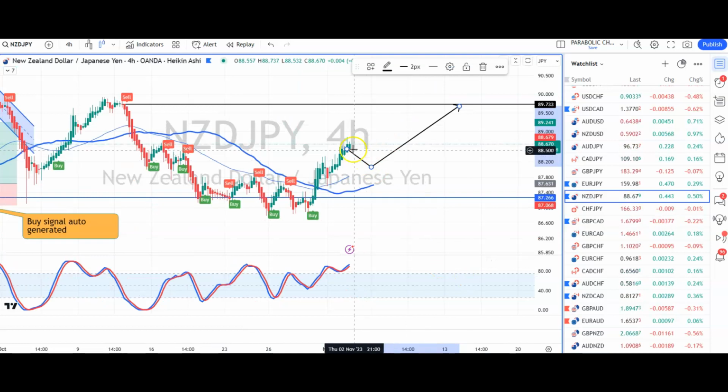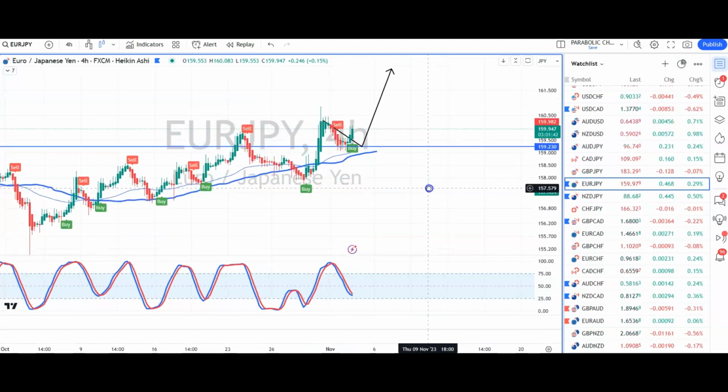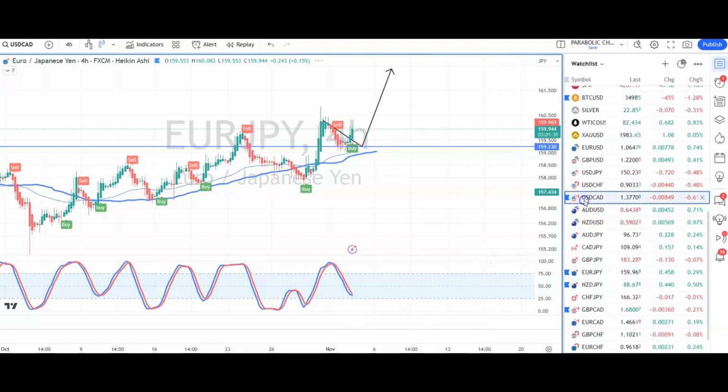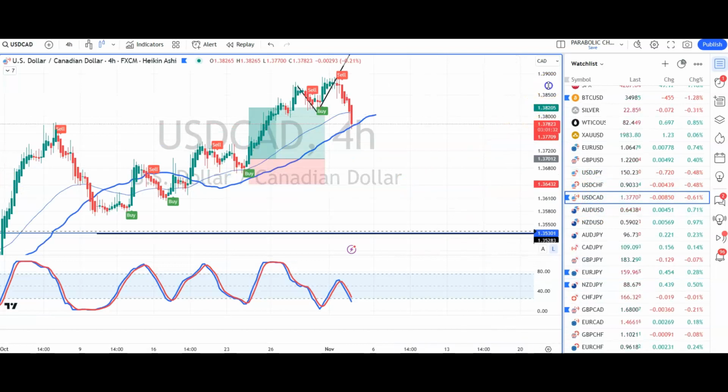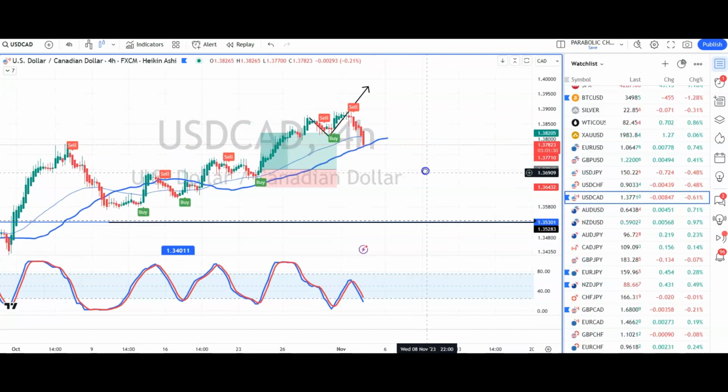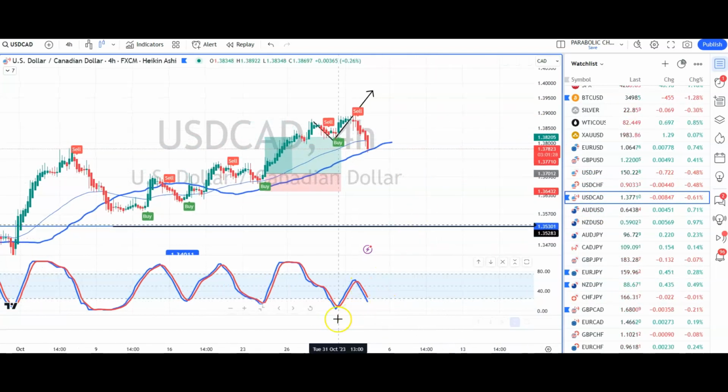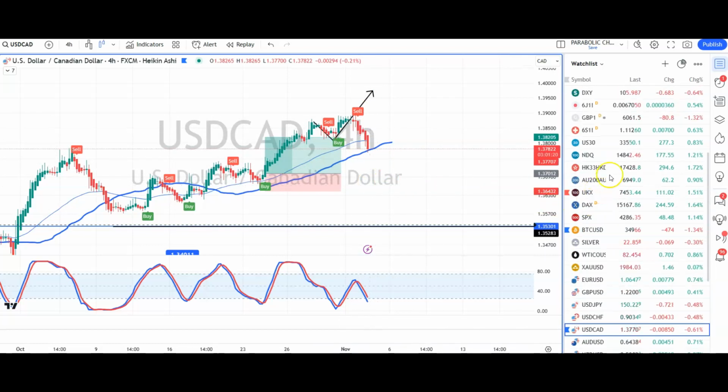New Zealand yen, wait to pull back down to the 50 and then buy. Don't buy now. Euro yen, this is getting ready to move higher, but I'm not convinced at this stage. It's not retested a 50 EMA. It's not oversold. US Canadian, this is now retesting the 50 EMA. So this is a potential, but it's not. We've got a sell signal, so we await the buy signal. If it goes, then I'll be in it, and I will put that in the signal room.